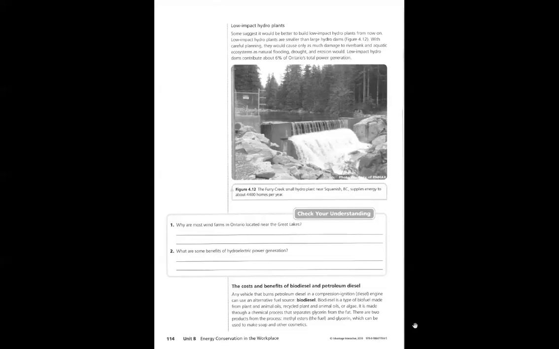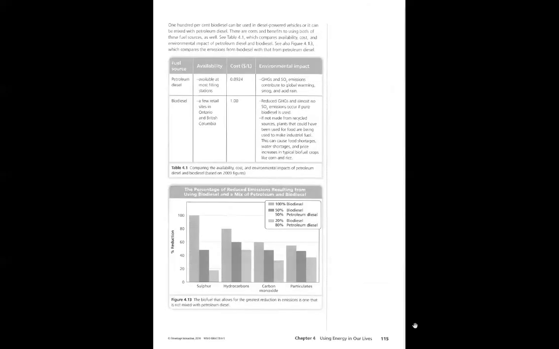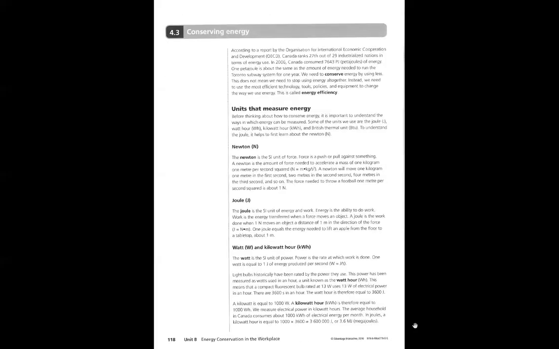Biodiesel, petroleum diesel, we did a little bit of work on that. So you should just know what it is. Biodiesel, it's a type of fuel made from plants and animal oils, recycled plant and animal oils, and/or algae. Okay, so that's your biodiesel, and it's a chemical process that takes, and these are usually wastes. They're usually recycled plant and animal oils that we then turn into this biodiesel. Okay, and then we are on to conserving energy.